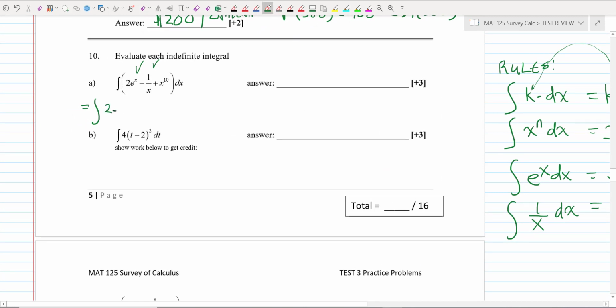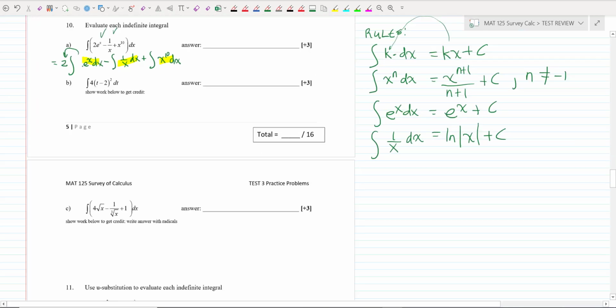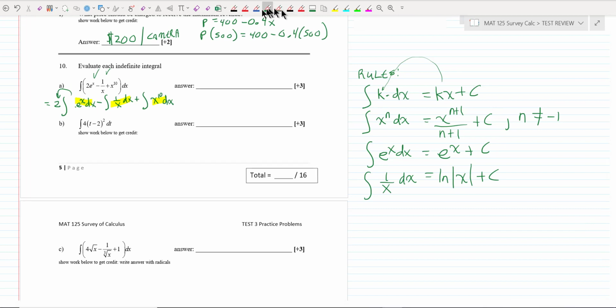So we'll have 2e to the x dx minus the integral of 1 over x dx, and then plus the integral of x to the 10th dx like that. Okay? Now you can also do this if you want to. You don't really have to, but you could bring out that 2. You can bring out constants that are multiplied by functions out of your integral like that. So these are all just basic antiderivatives using the formulas that we have over here at the right. Okay, so the first integral would be, just write down the 2.